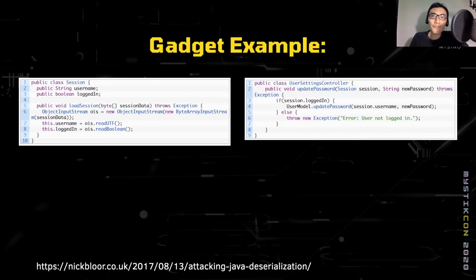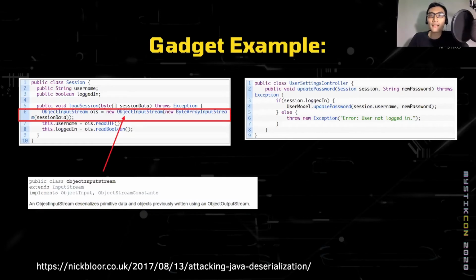Here on the left, you see a session class that contains a load session method. Notice that it accepts an array of bytes and then sifts out 2 parameters, as you can tell, the username parameter and the logged in parameter in lines 7 and 8. Something that you should be aware of is line 6. You see there's an object input stream, and if you search the Java documentation, you see that you are dealing with a deserializer. So here we have a good start, because now we have one ingredient: we're going to be deserializing something.